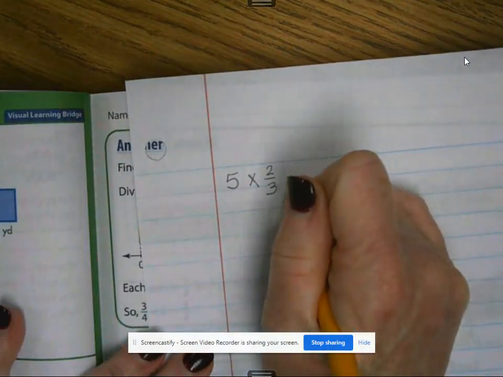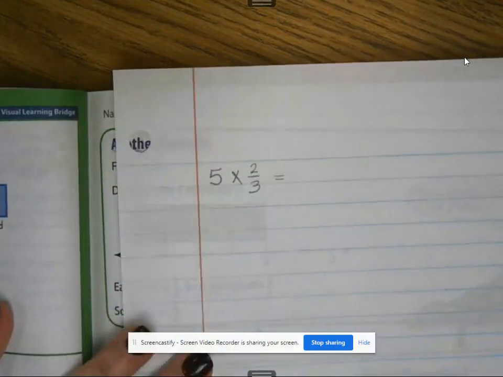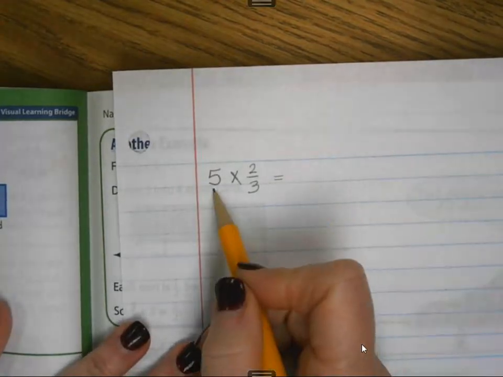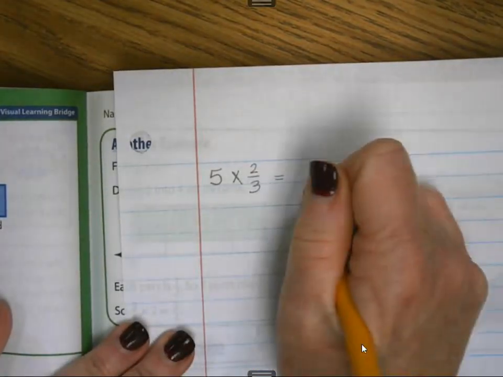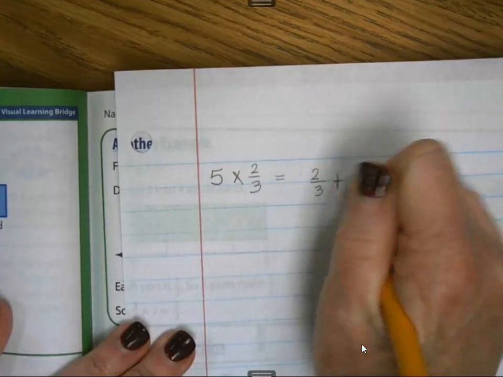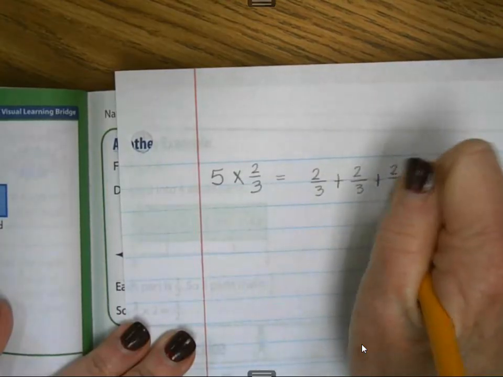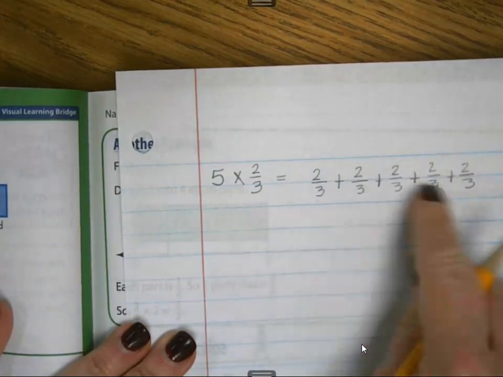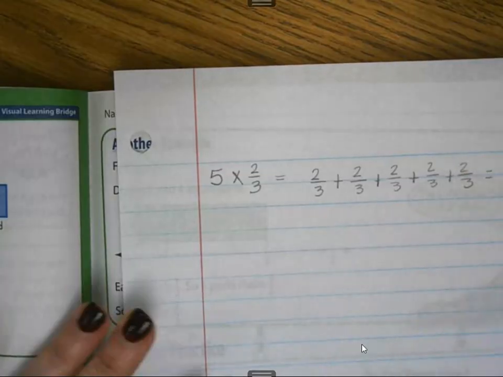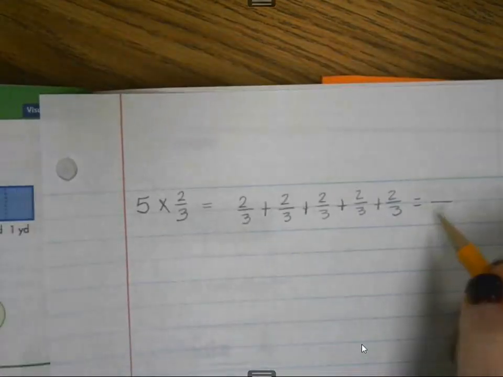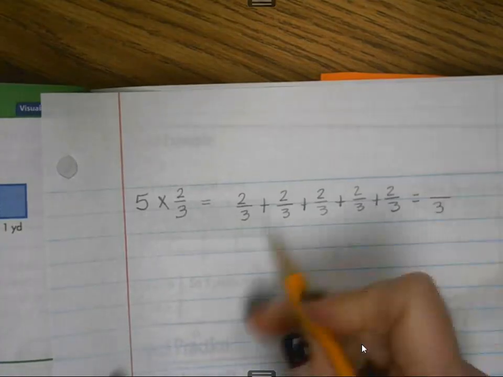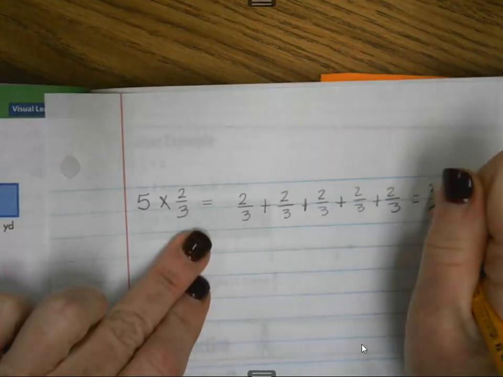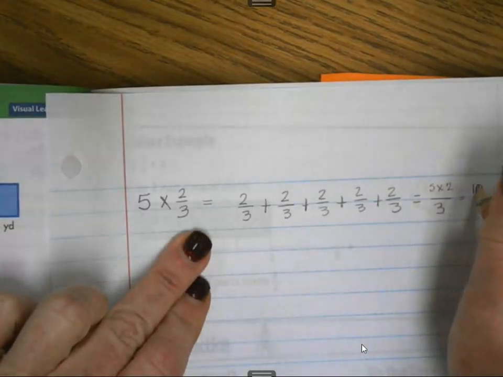The first one was to recognize that this problem could be repeated addition. We could solve it using repeated addition, where we have five groups of 2/3. So we would add 2/3 five times. Okay? So when we add these like fractions, and what makes them like are the denominators, we have thirds. When we add the numerators, we could say that we have five groups of two, so we have 5 times 2. So what we have are 10/3.